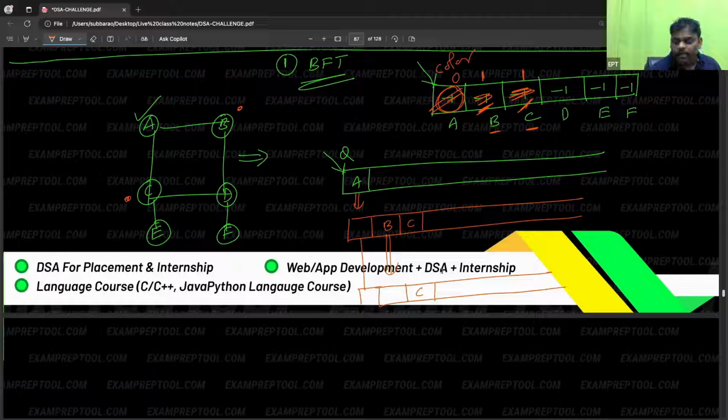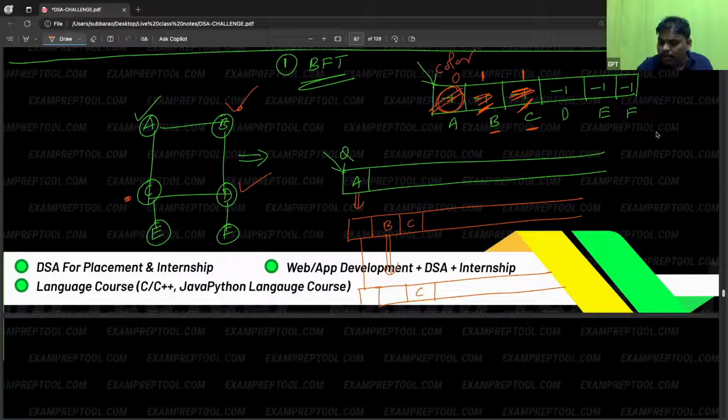As soon as B is deleted, immediately find out who is B's adjacent. B adjacent is A and D. A is already visited, so A is already seen. Otherwise you can see it like this also, no objection, right? So B deleted, who is the B adjacent? Find out. B adjacent is A and D.